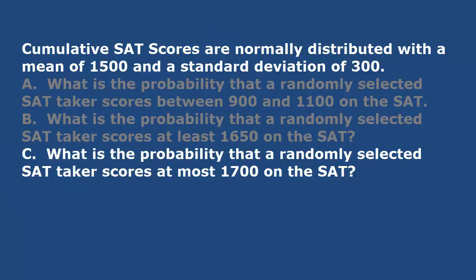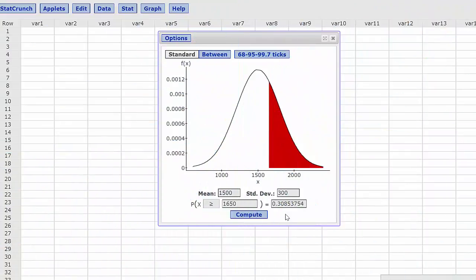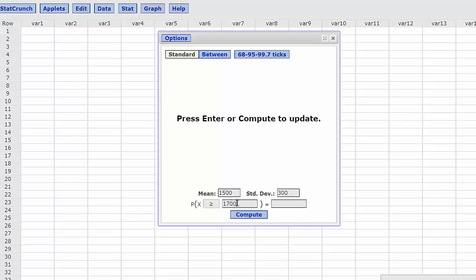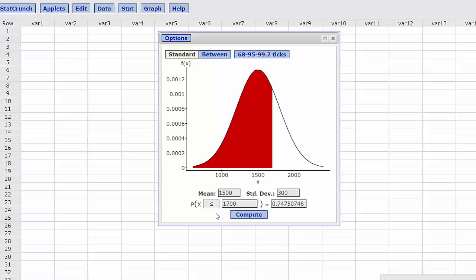Okay, the C part, what is the probability that a randomly selected SAT taker scores at most 1700 on the SAT? So at most, using the same calculator, we got mean 1500, standard deviation 300, at most 1700. So that means that's going to be everything less than or equal to 1700. So about 0.748.